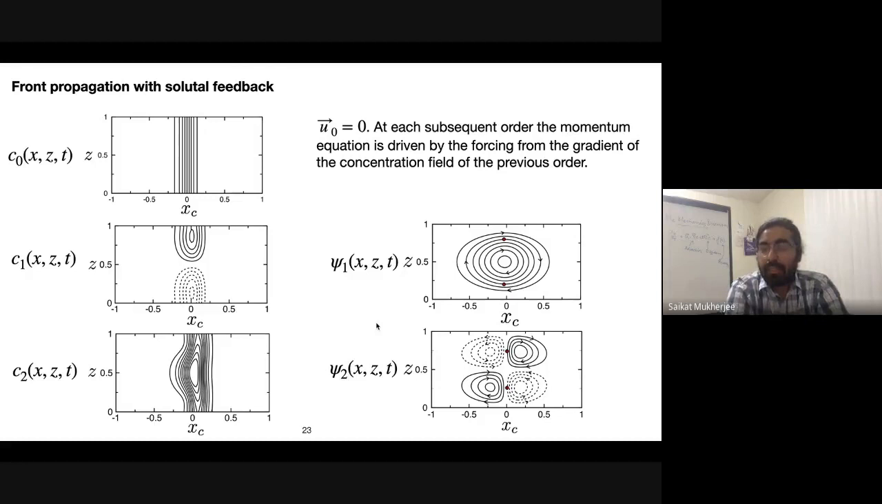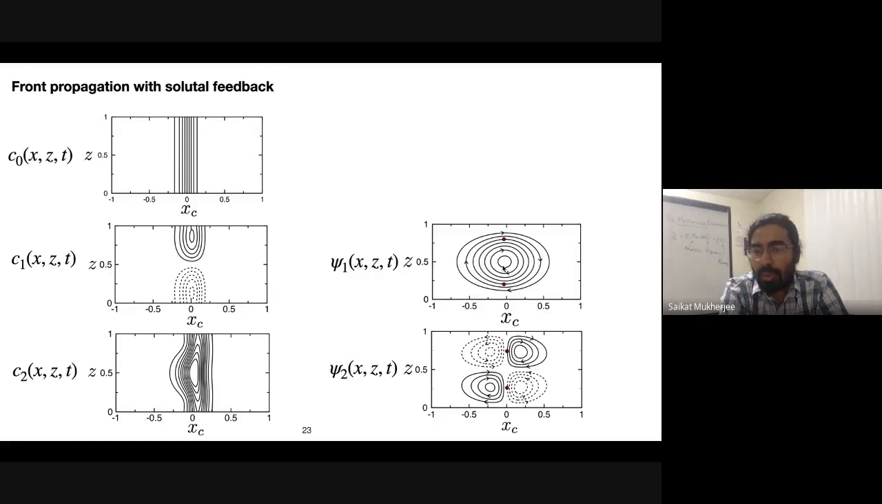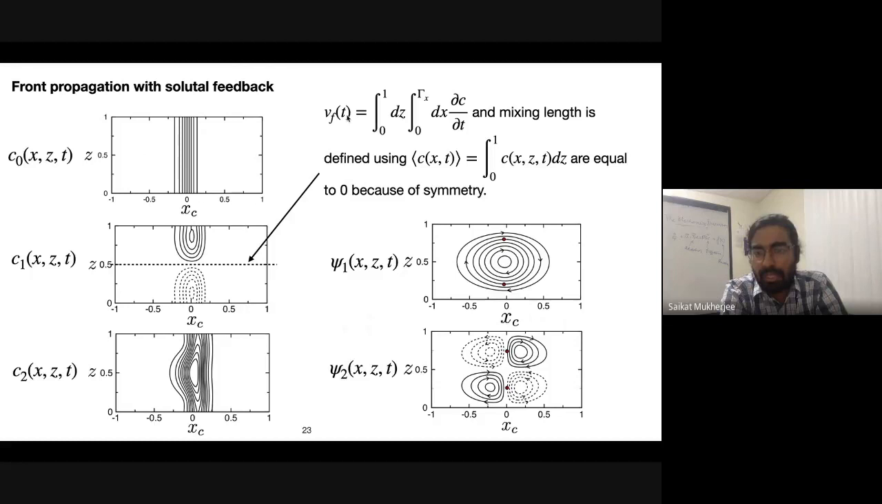Why this is important is that we now know that at order one, the fluid velocity varies because of the contribution of this clockwise rotating zone. But at order one, the front velocity and the mixing length, which, if you remember, are both calculated using an integral over z, become zero because of this symmetric contribution. So if you do the integral here, it will give you a zero.